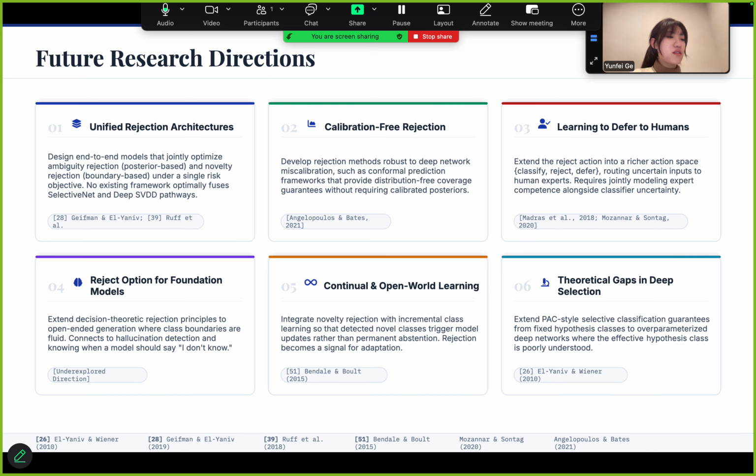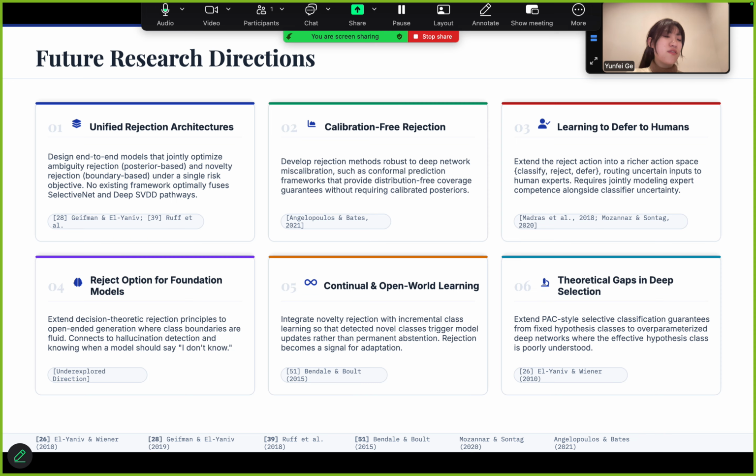Let me flag the 6 open problems the survey identifies. 1. Unified rejection architectures. No existing framework optimally fuses ambiguity and novelty rejection under a single objective. Combining SelectiveNet and Deep SVDD end-to-end is open. 2. Calibration-free rejection. Conformal prediction offers distribution-free coverage guarantees without calibration, and extending that to the reject option is active.